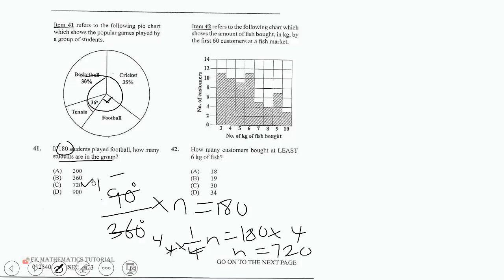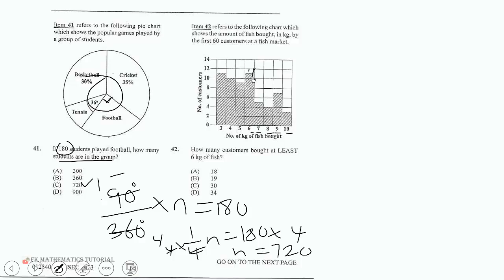Item 42 refers to the following chart, which shows the amount of fish bought in kilograms by the first 60 customers at a fish market. How many customers bought at least 6 kg of fish? At least 6 kg means 6 or more: 6, 7, 8, 9 or 10. The number of people who bought 6 kg is 11.